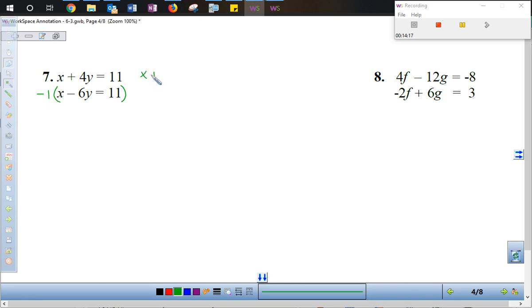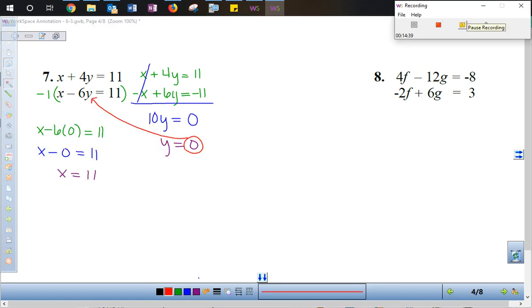So my top equation is going to stay the same, x plus 4y equals 11. And my bottom equation is going to be multiplied by negative 1. So negative 1 times x is negative x. Negative 1 times negative 6y is positive 6y. And negative 1 times 11 equals negative 11. Now what I'd like you to do is pause the video and finish solving this entire problem on your own.